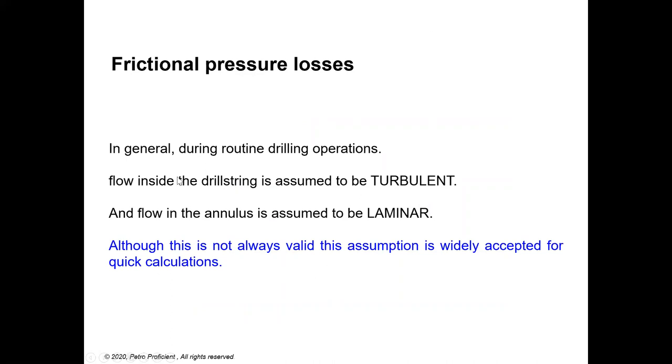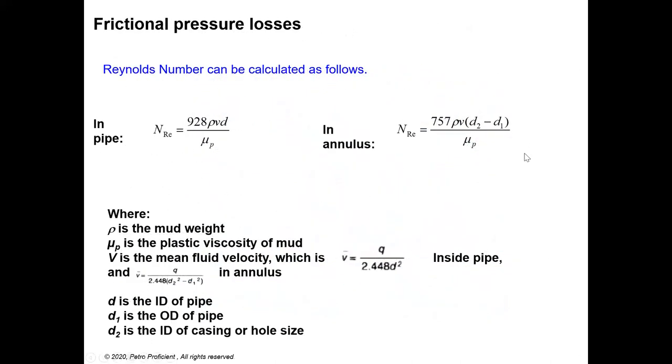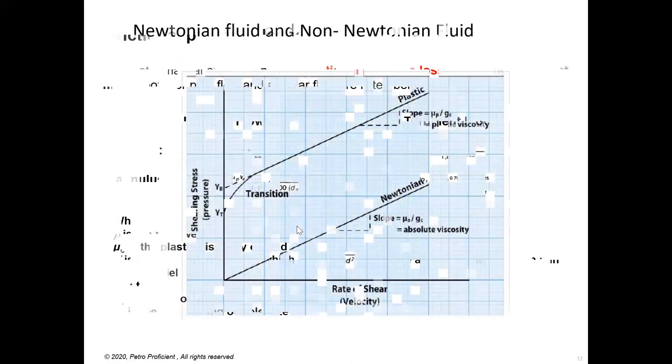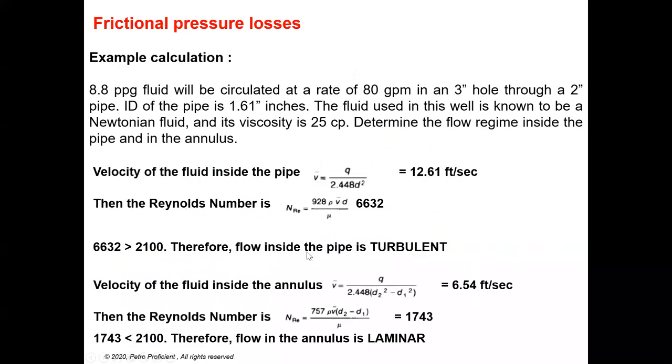But this is just a quick reference. You need to calculate the Reynolds number by using these equations here to know whether the flow regime is laminar or turbulent. This is all part of standard drilling. Just in MPD, you need to be a bit more particular about what kind of fluid you are using and what kind of annular pressure you have, because you need to decide how much surface back pressure you would be applying.